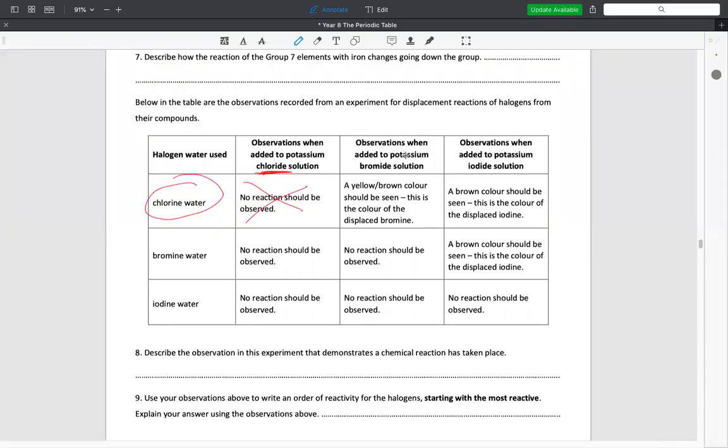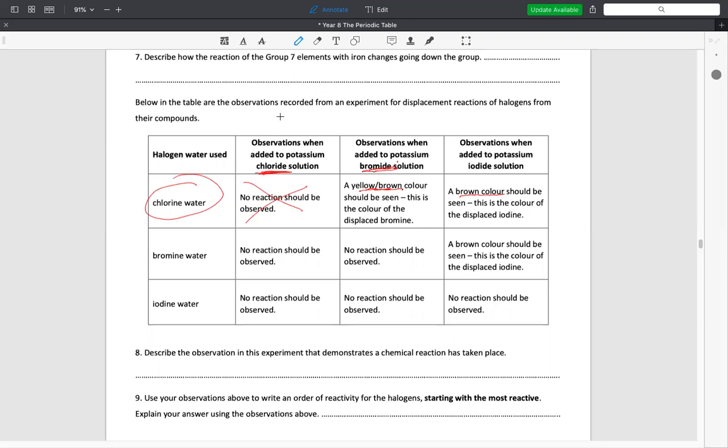Okay, so if we have potassium bromide solution and we react it with chlorine, potassium is going to join with chlorine instead and leave the bromine by itself because it's been displaced, and the bromine will be a yellow brownish colour because it's been displaced. Again, if we see potassium iodide reacting with chlorine water, the chlorine is going to displace the iodine, and the iodine will be a brownish colour that will be seen. So the colour is whatever element has been displaced, so whatever is left at the end.